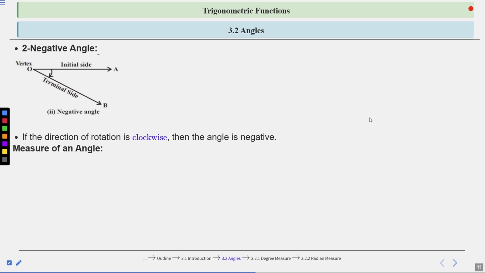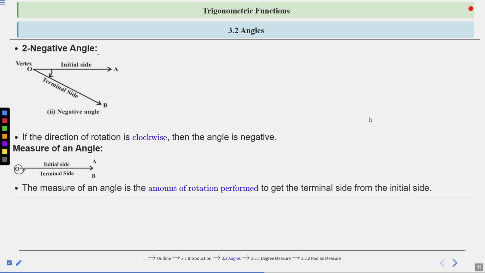Now, the measure of an angle. Suppose you started from the initial side and rotated, and your terminal side is also your initial side, meaning you rotate completely. So the measure of an angle is the amount of rotation performed to get the terminal side from the initial side. So this specific image is simply of the complete rotation. And if you follow this arrow, it shows that we are moving anti-clockwise. So this angle must be positive. Clear?